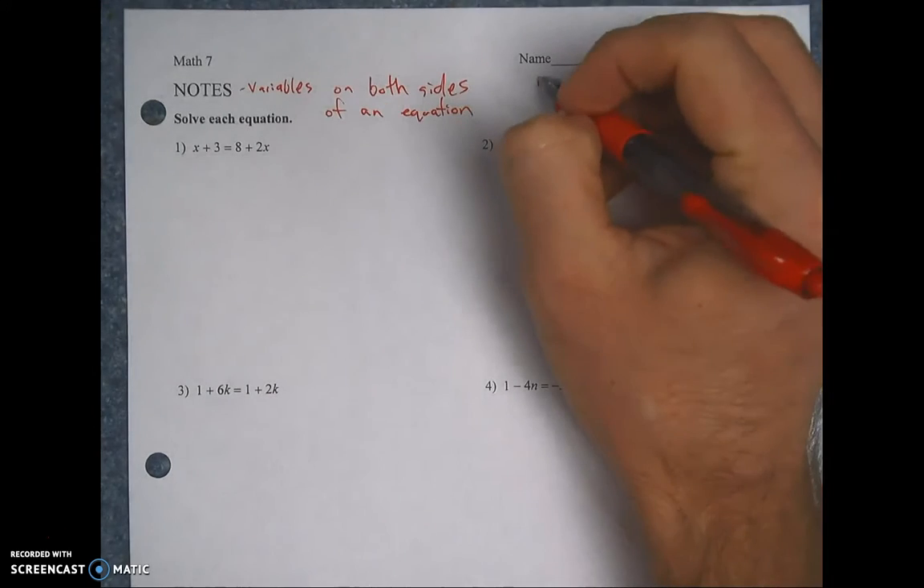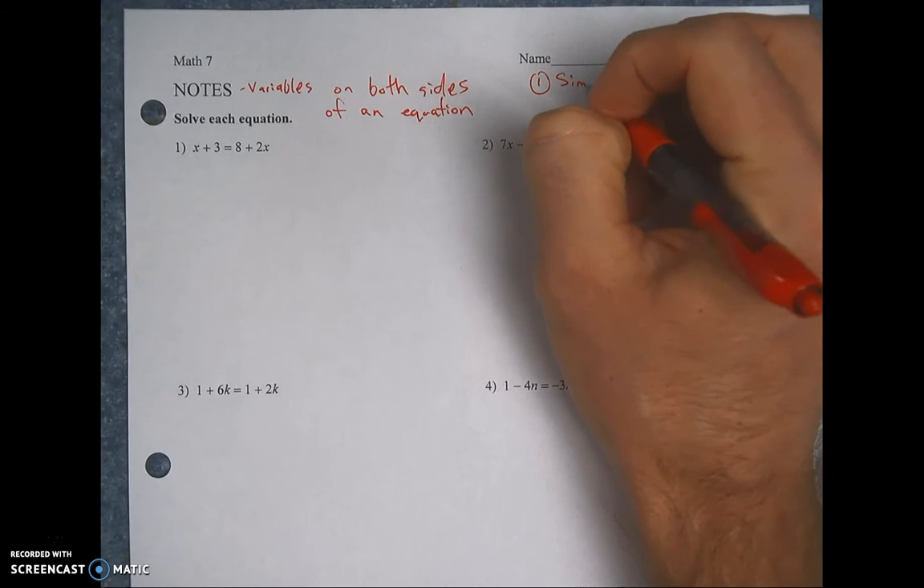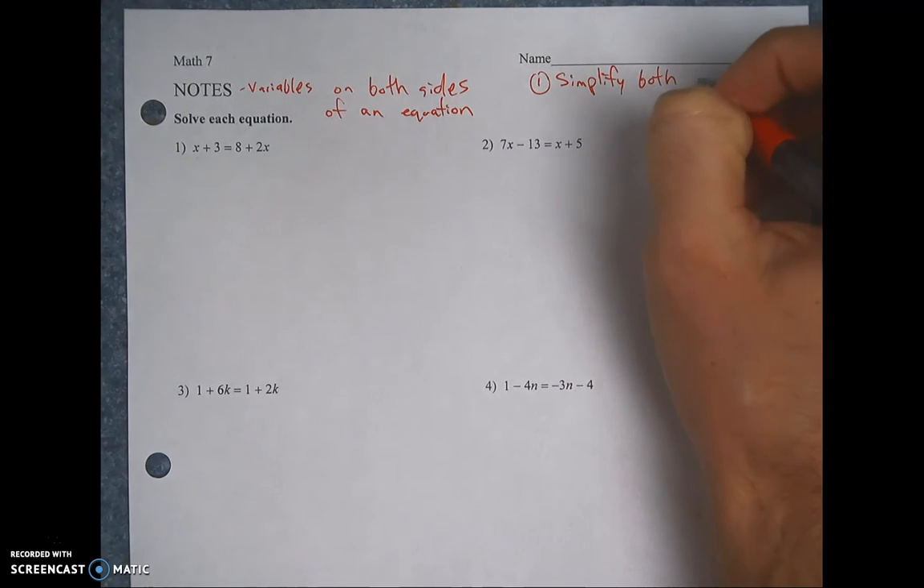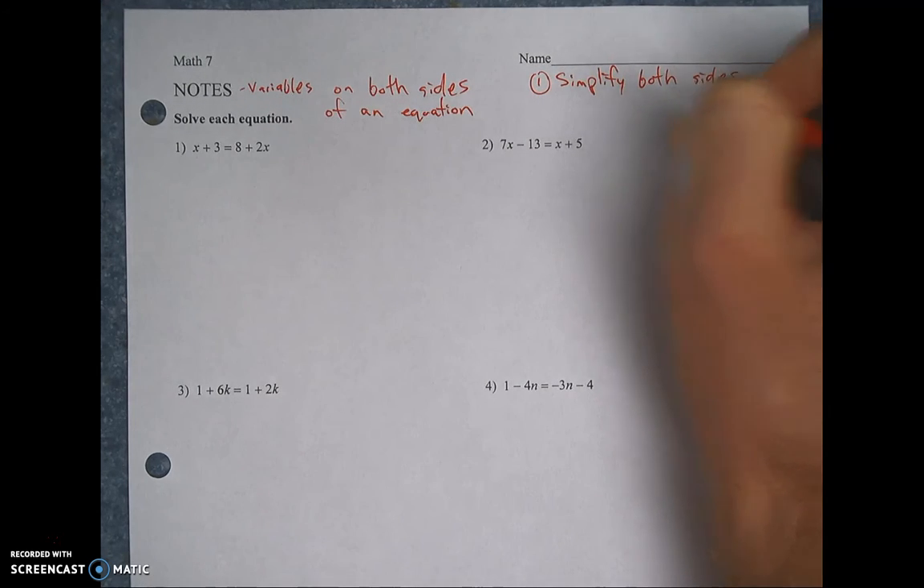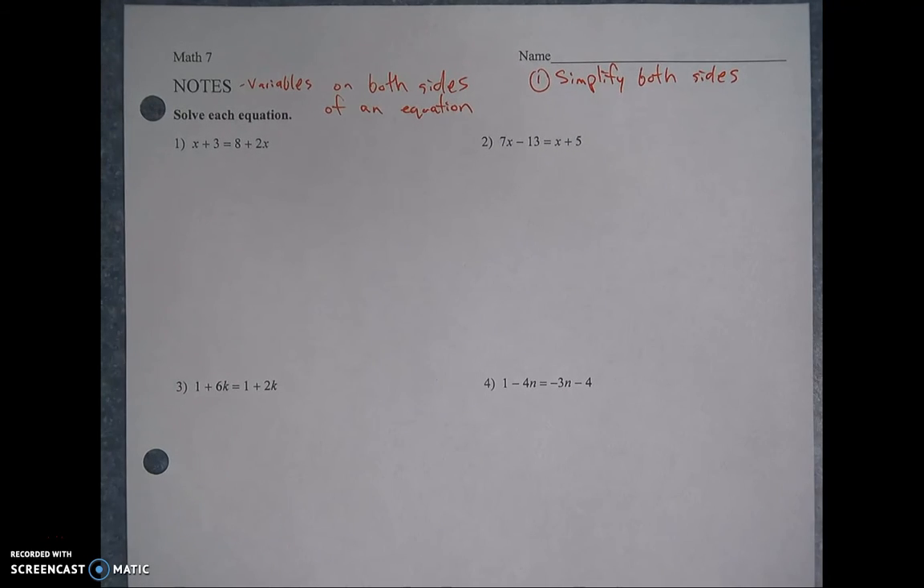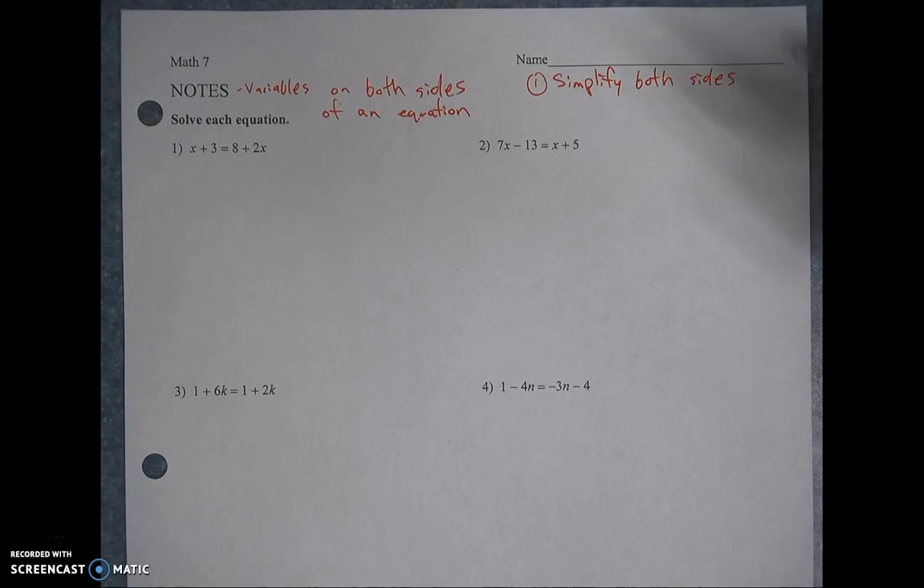Well, step one is always going to be simplify both sides. So if there's anything we can simplify on the left side of the equal sign or the right side of the equal sign, we're always going to do that first. Now today's work, there's not really going to be much of that, but we're going to eventually look at ones where the first thing you need to do before you do anything we learned today is simplify.